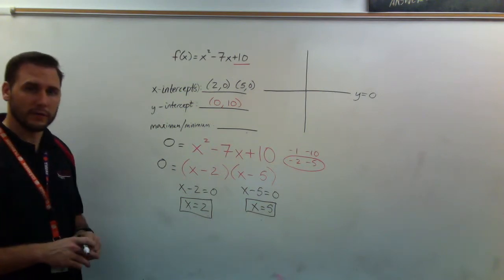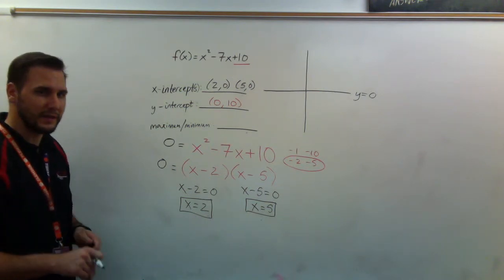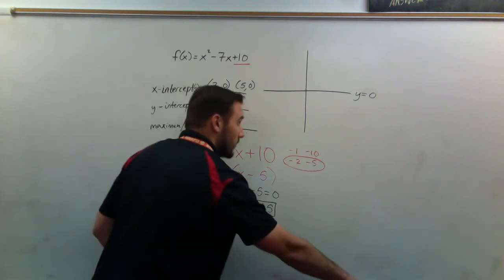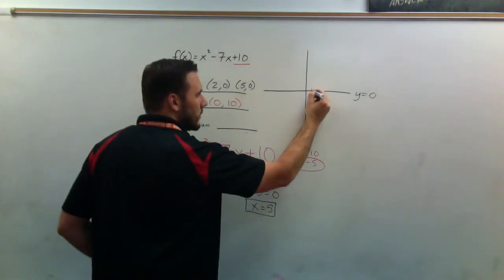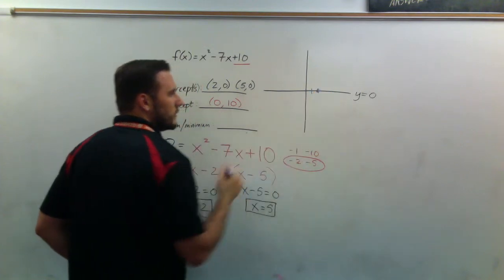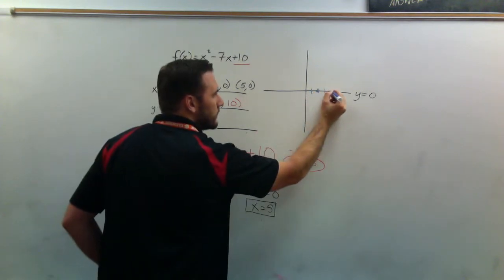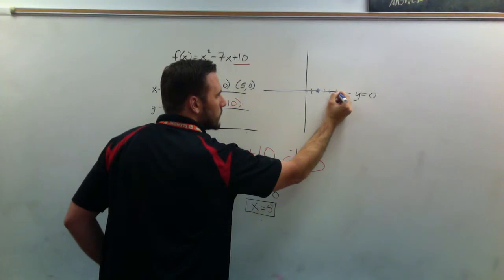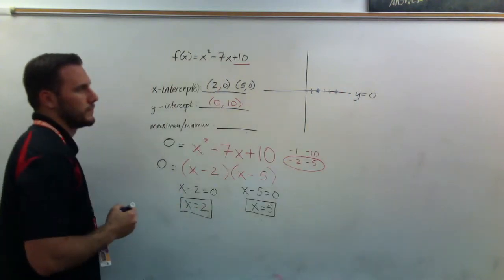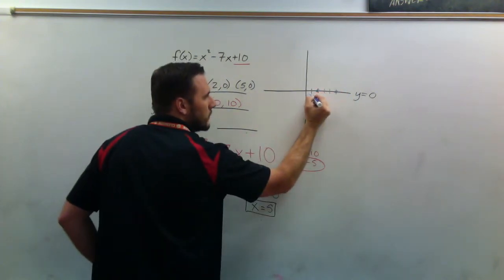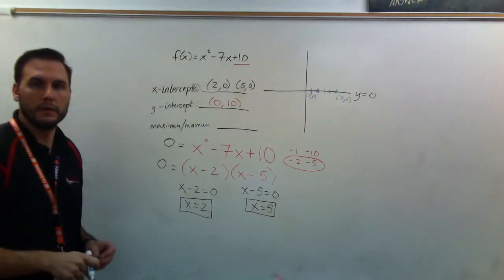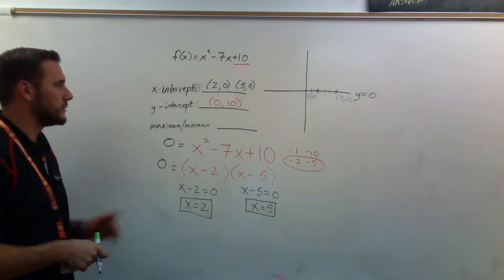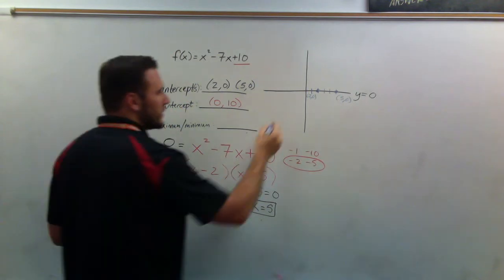What I want to do at this point is go ahead and start graphing these key points. So I'm going to grab a different color here. I will put my x-intercepts at 2, 0, right here, and 5, 0. All right, so these are at 2, 0 and 5, 0. I'm going to write that really small. Now our y-intercept we can also plot, which is at 0, 10.